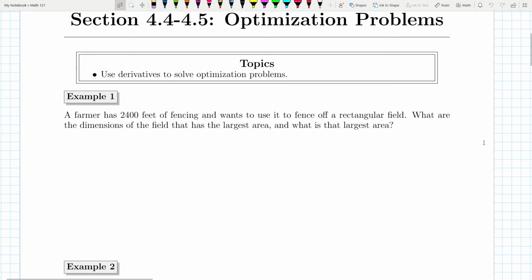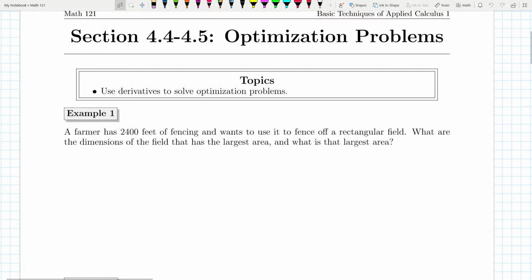Alright, so in this video we go over sections 4.4 and 4.5 combined, which deals with optimization problems. These are applications of the derivative to determine whether we are going to have a maximum or a minimum, but in this case in the context of an application. And well, the simplest case to illustrate this idea is finding what are the dimensions of a rectangle that give us the maximum area. So this is the idea.